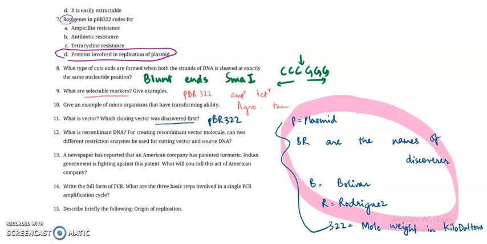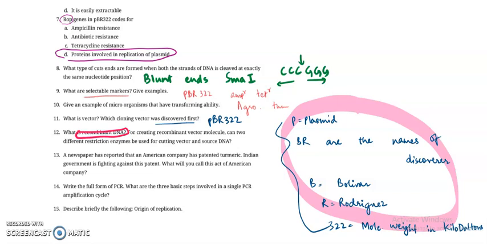What is recombinant DNA? The DNA from two different organisms, when it is ligated together, it is known as recombinant DNA. Whenever we mix the gene of interest with the plasmid DNA, it forms the recombinant DNA.